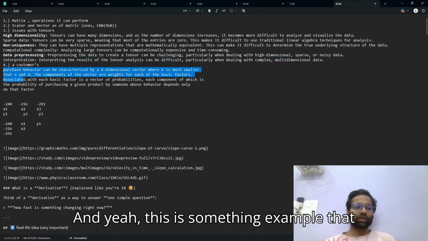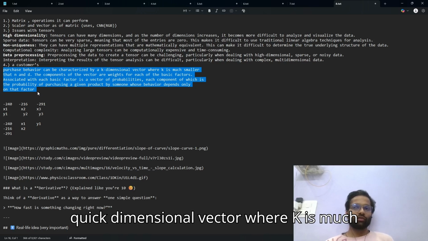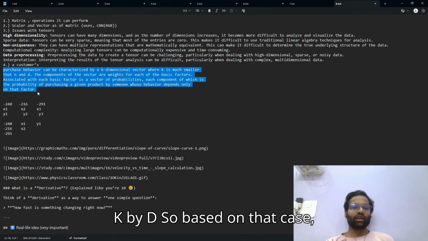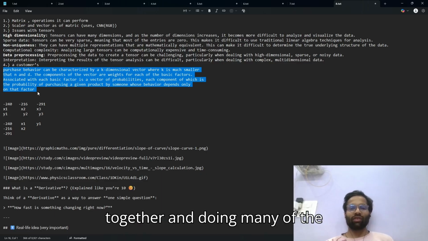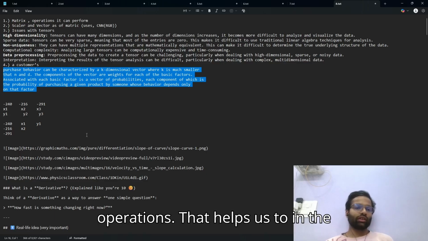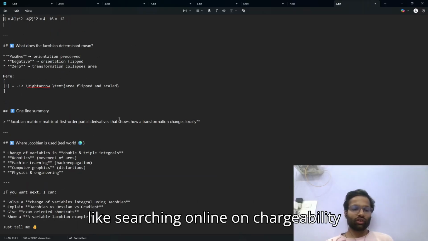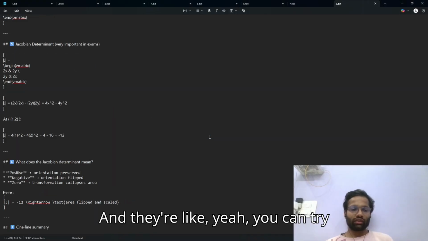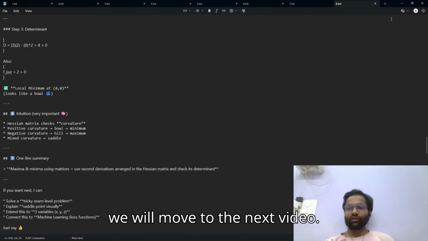And yeah, this is an example that I brought up, like behavior can be categorized by a k-dimensional vector, where k is much smaller than n and d. So how behavior can be extracted like n by k into k by d. So based on that k, we are grouping them together and doing many of the operations that help us in the reduction of the data. Otherwise, for the rest of the things you can search online on ChatGPT and other stuff as well. You can try them, do some homework, and till then we'll move to the next video.